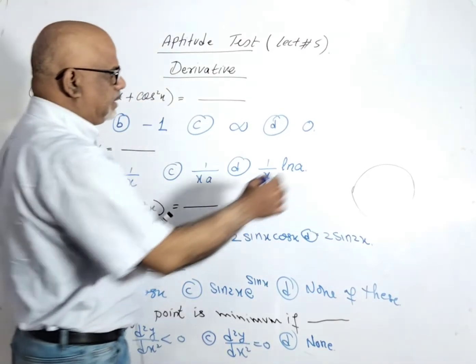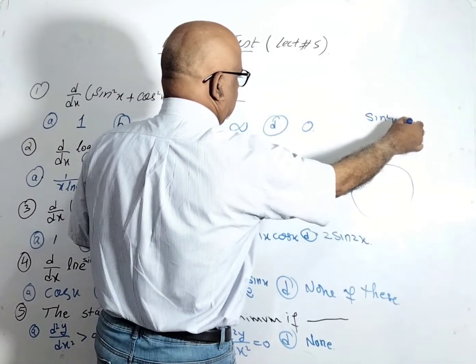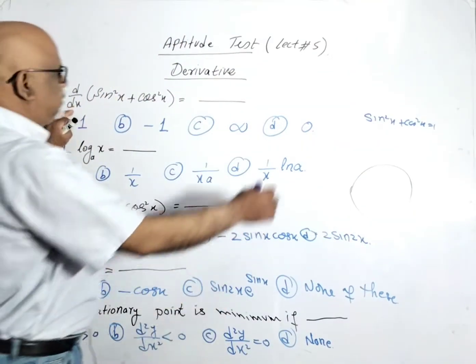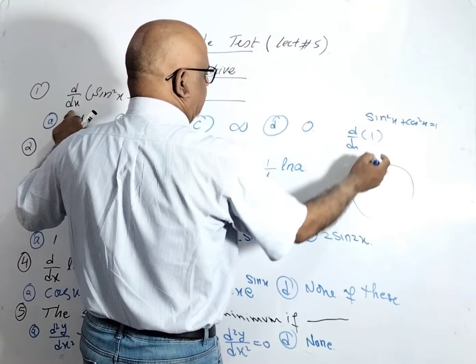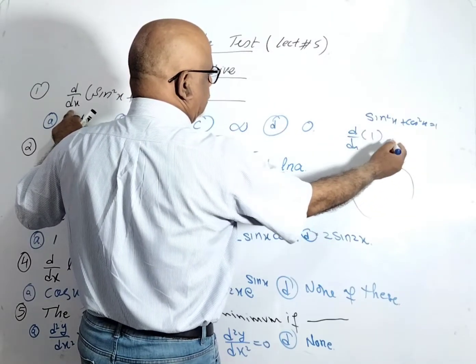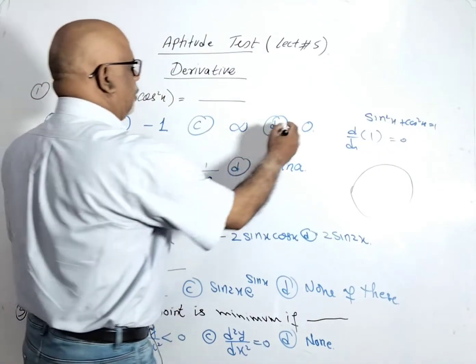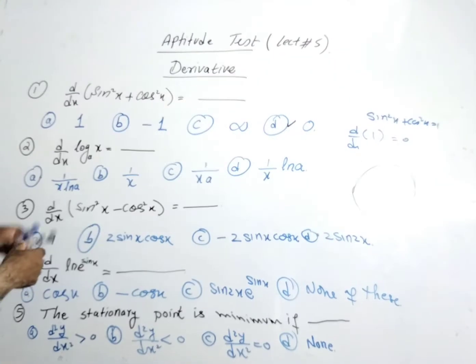So we know that sin square theta plus cos square theta is equal to 1. So that means the derivative d upon dx will be equal to 1, and the derivative of a constant is equal to 0. That means the D option is correct for the first MCQ here.